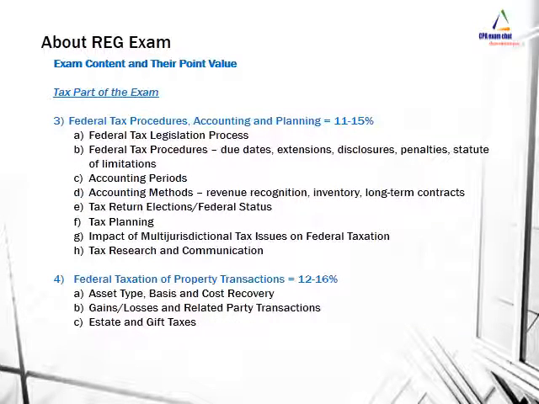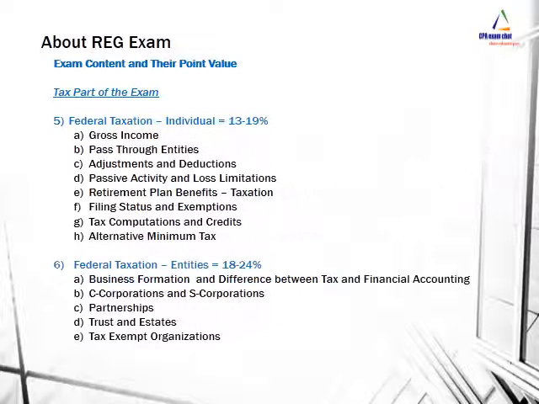For the tax part of the CPA exam for regulation, you will need to know federal tax procedures, accounting and planning, which is about 11 to 15%. You also need to know federal taxation of property transactions, which is between 12 to 16%. Then you have federal individual taxation between 13 to 19%, and federal taxation of entities, which is about 18 to 24%.